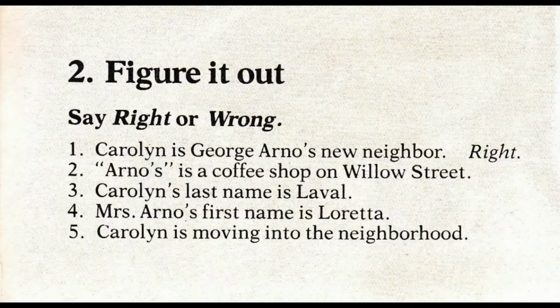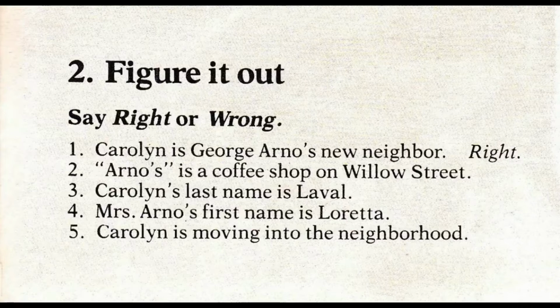So, number 2, Arno's is a coffee shop on Willow Street. Right or wrong? What do you think? Think a little. So, that's right, because on the top it says, "Welcome to Willow Street." It happens on Willow Street, in fact. Number 3, Caroline's last name is Lovell. Is it correct or not? Any idea? So it is wrong because her last name is Duval. George makes a mistake and says Lovell, but Caroline corrects him and says, "No, it's Duval." So number 3 is wrong.